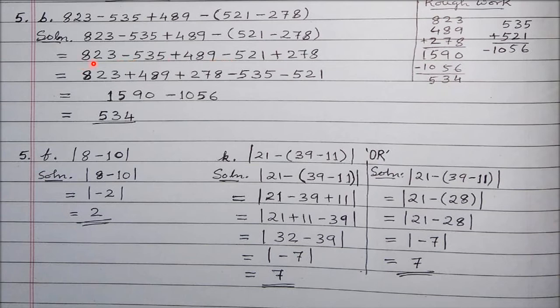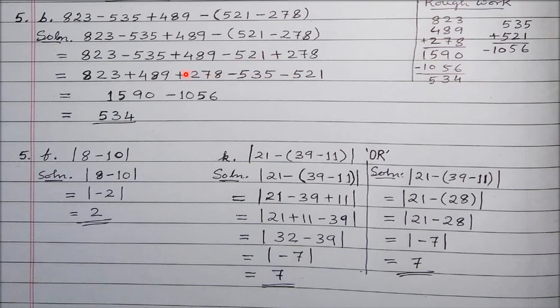Now we will rearrange them or regroup them as per their signs. All positives one side and all the negatives the other side. Okay, the positive ones 823, then plus 489, plus 278. Negative ones minus 535, then minus 521.